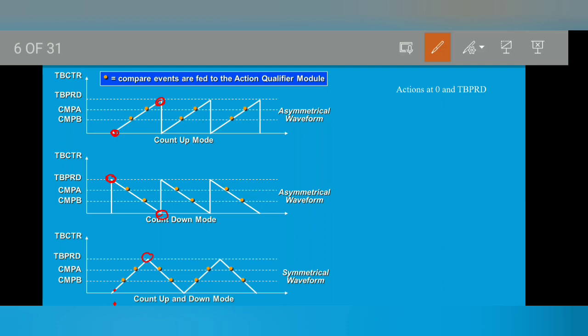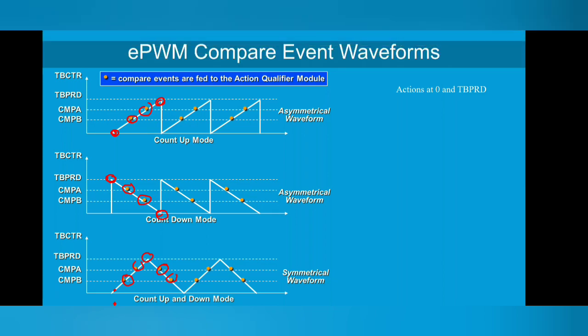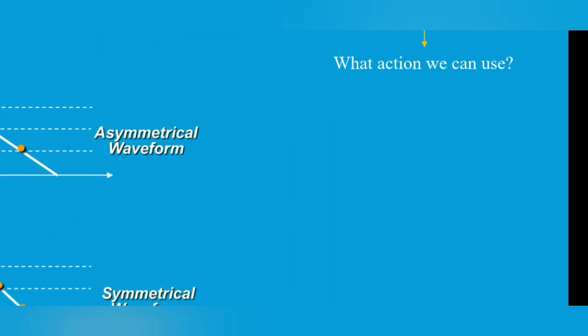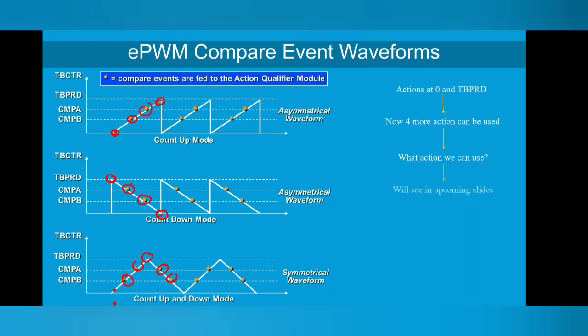But here we have four more actions we can take. If it is the up counting mode, we take the actions when compare A equals TBPRD and compare B equals TBPRD. In the counting down mode, we take the actions at these two locations, and in the counting up and counting down mode, we take the actions at these four locations. So we have four extra locations to take actions. What actions we can take, we will see in the subsequent slides. So these are the different actions.